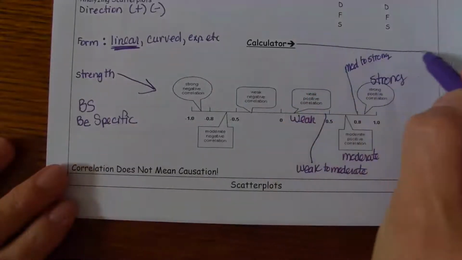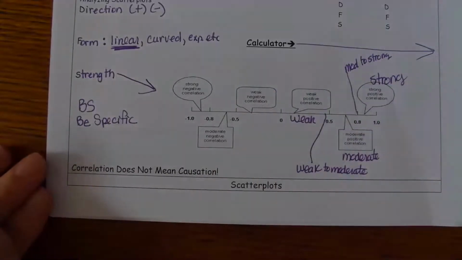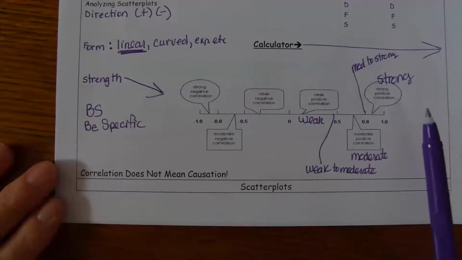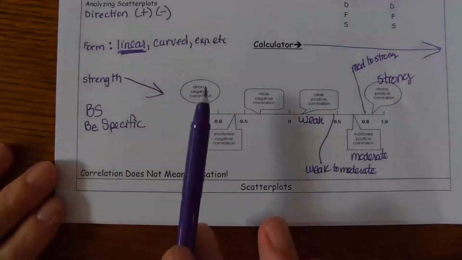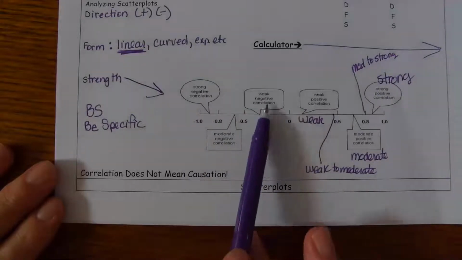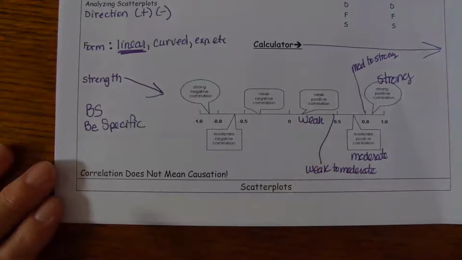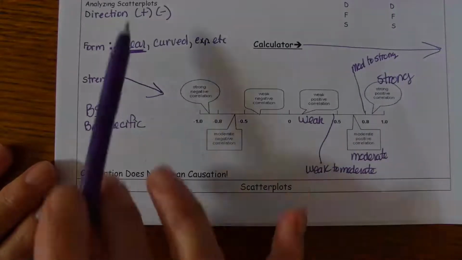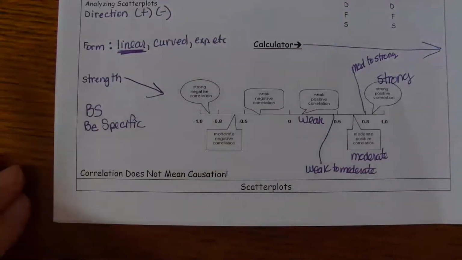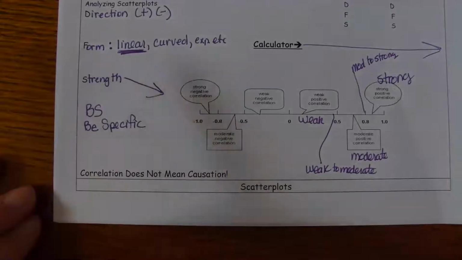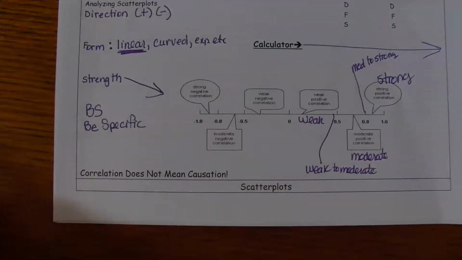Calculator steps are going to be on the next page. There's just not enough room here. Okay, so how are you going to describe strength? Strong, moderate, weak, weak to moderate, moderate to strong. Use your words. Direction, positive or negative, that's easy. And of course, form is easier. Is it linear or is it not?